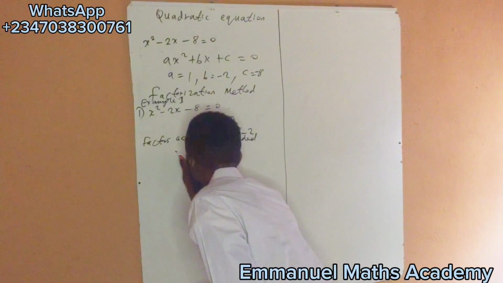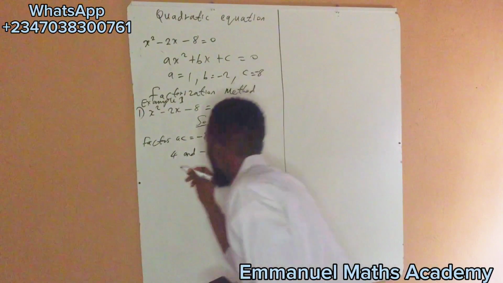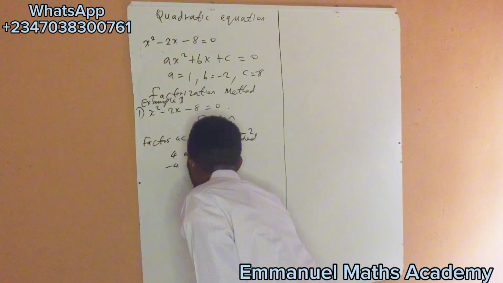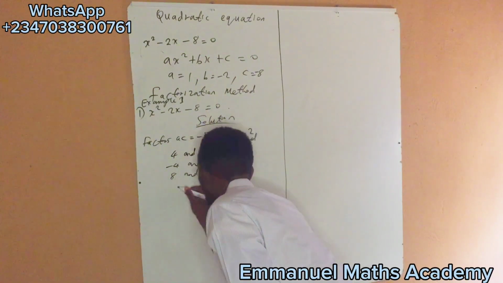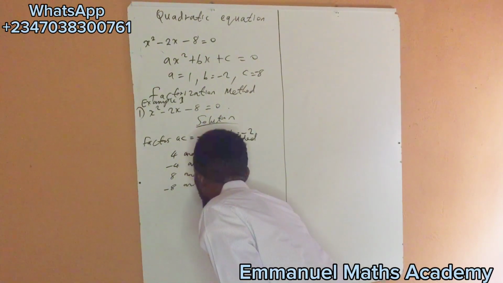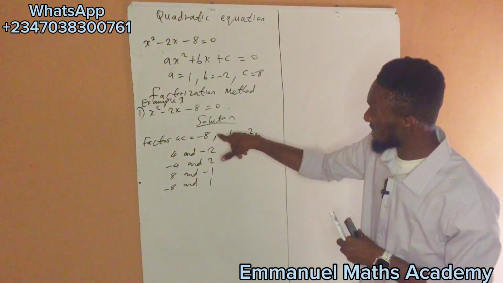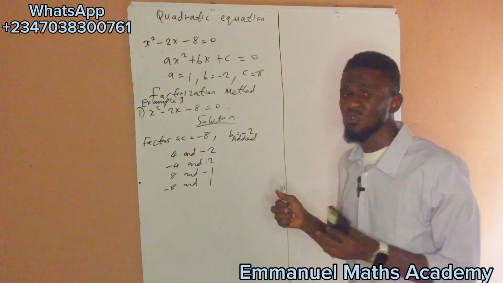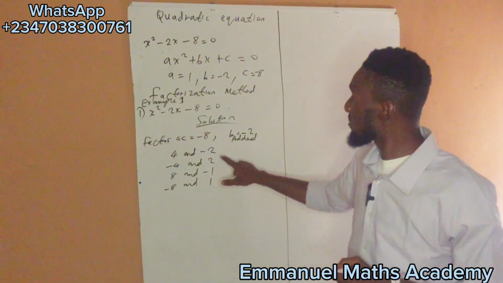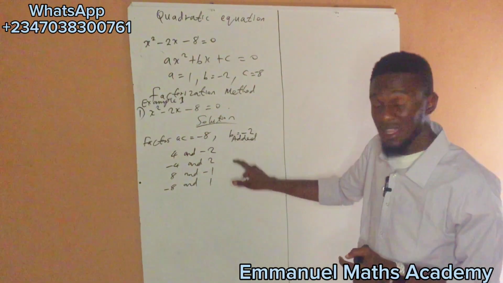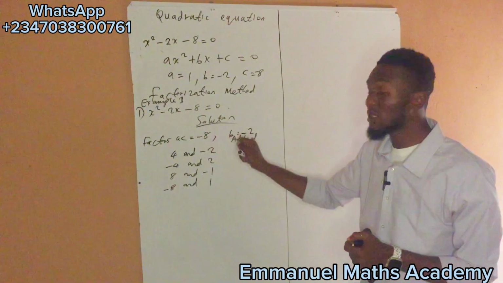Factors of minus 8: 4 and minus 2, minus 4 and 2, 8 and minus 1, minus 8 and 1. Yeah, these are the factors of AC, minus 8. What do you mean by factors? Those two numbers that when you multiply them, you get minus 8. All these are factors of minus 8. But we are looking for the particular one that when we add them together, we get our B, minus 2.